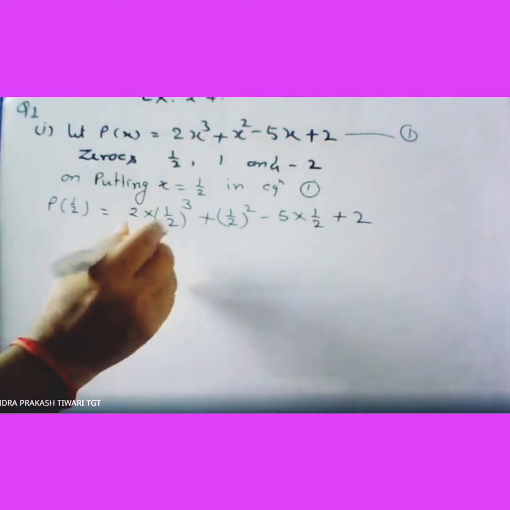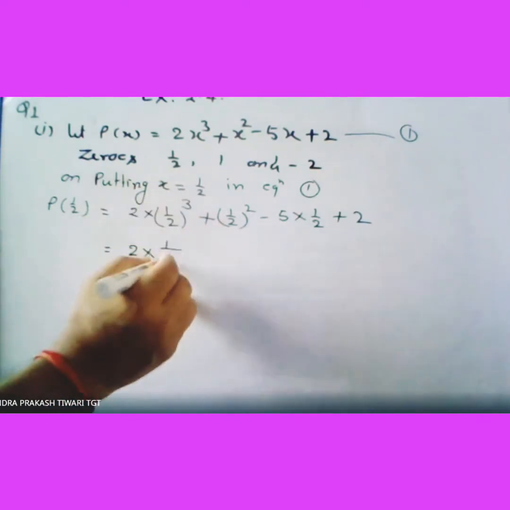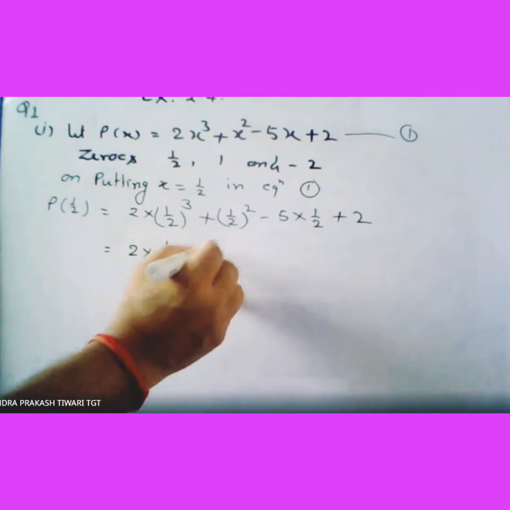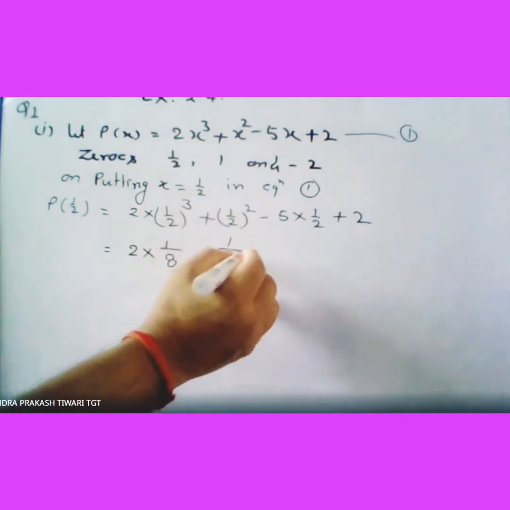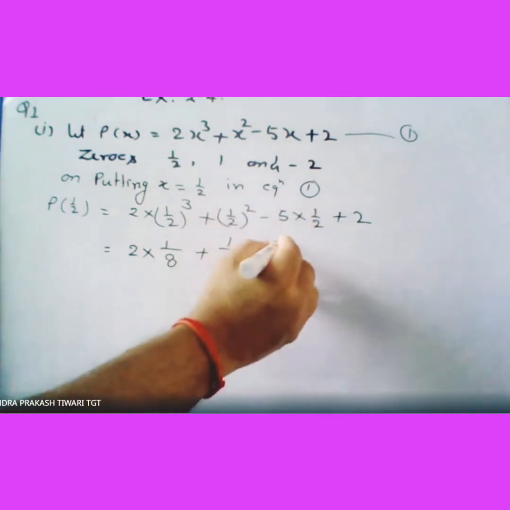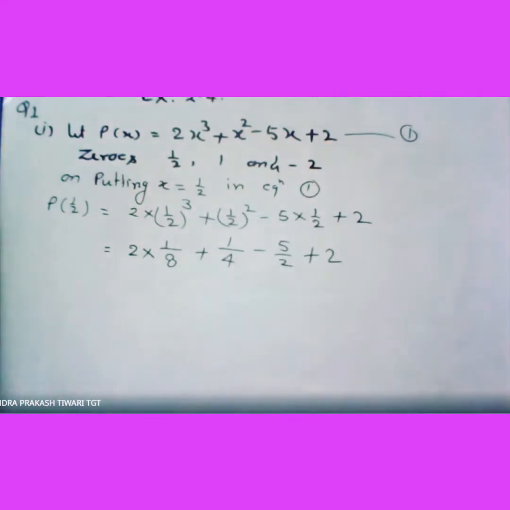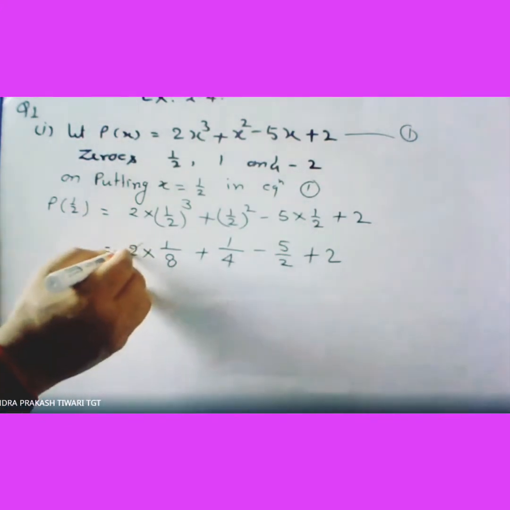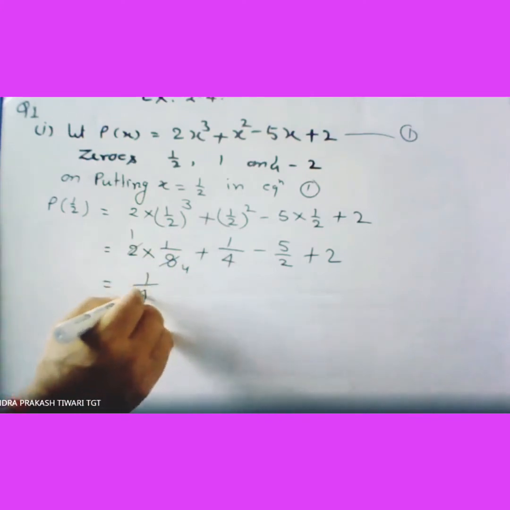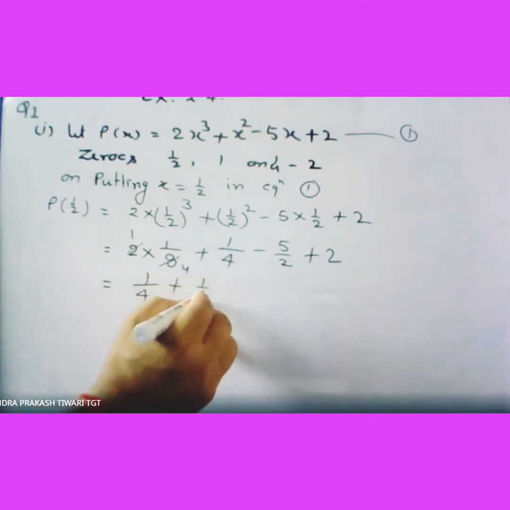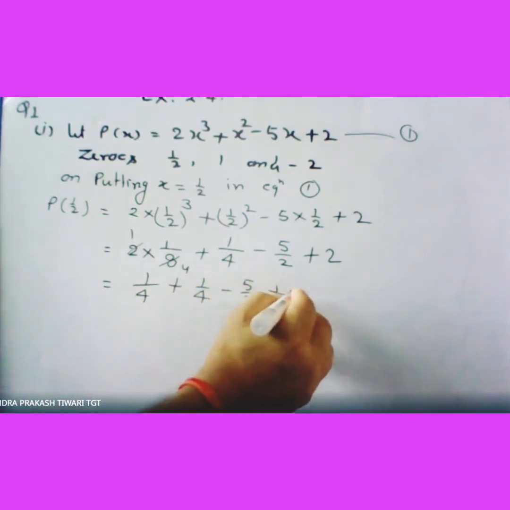2 into 1 by 2 whole cube: 1 cube means 1 and 2 cube means 8, plus 1 square means 1 and 2 square means 4, and 5 ones are 5, so it is minus 5 by 2, and after that this is 2. Okay, so we will cancel it, 2 ones are 2 and 2 fours are 8, so we will write 1 by 4 and plus again 1 by 4 and minus 5 by 2 and then plus 2.